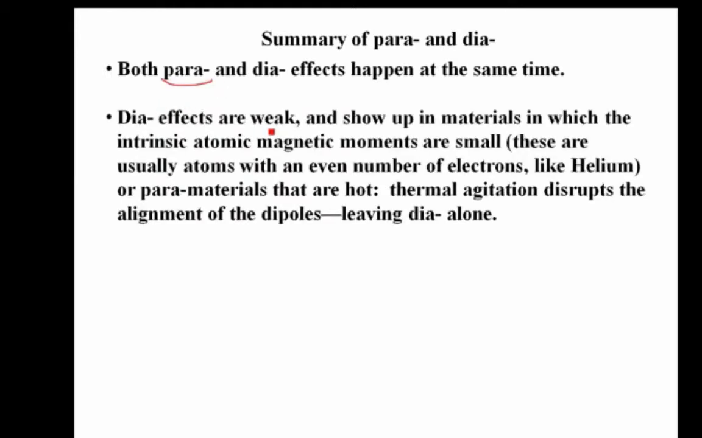So let's summarize the para and dia. Remember that both para and dia effects happen at the same time if you have para. If we look at the size of these effects, the dia is the weakest, and it shows up in materials where you have intrinsic atomic magnetic moments that are small. These are usually atoms that have even numbers of electrons. The best example of that is helium, so it has 2 electrons that pair. Or if you have paramagnetic materials that you've heated so that the thermal agitation disrupts the alignment of dipoles due to the unpaired spin, that ends up leaving dia alone. So dia exists in all of these systems.